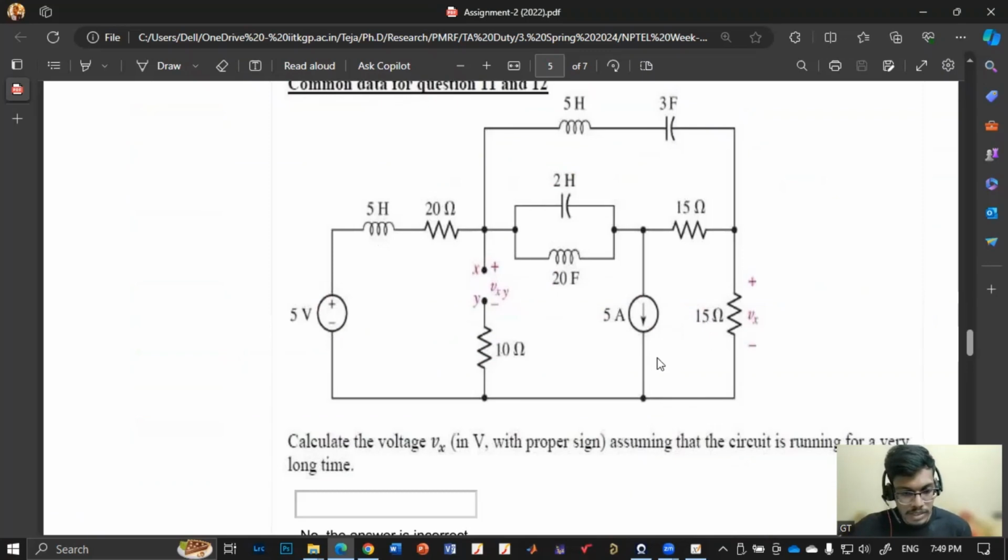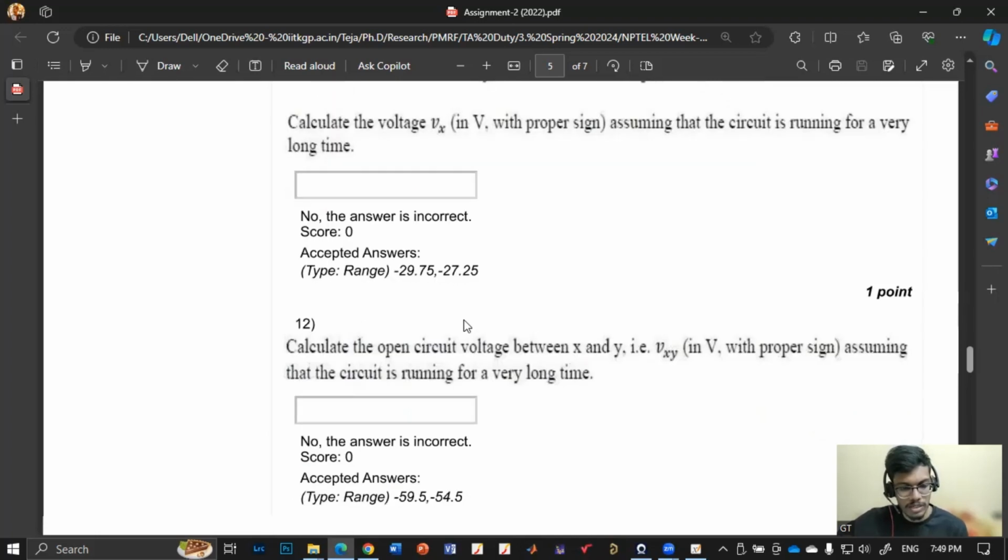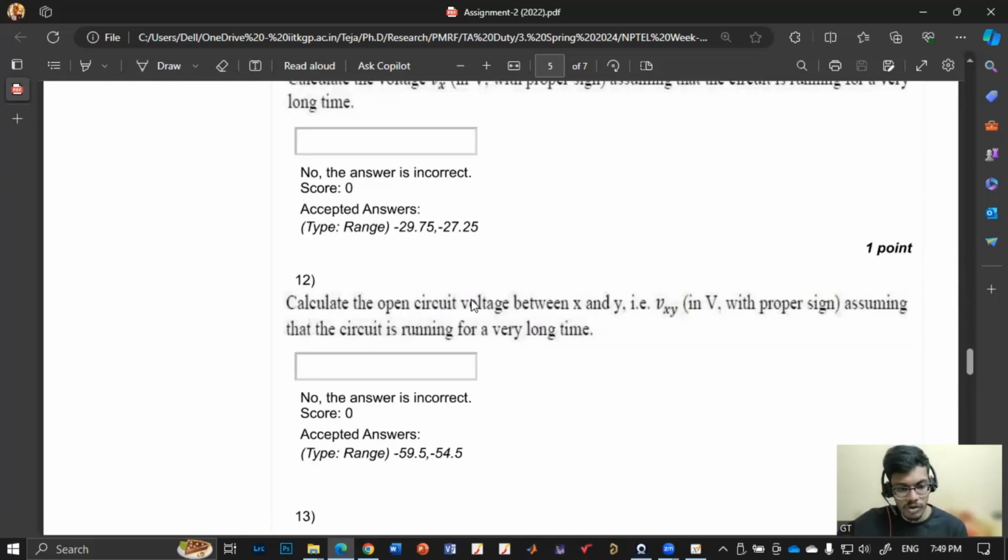So I'll go back and see. They're asking Vx with proper sign, so again, the minus sign should be there. So minus 28.5. As you got minus 28.5, you can put minus 28.5, and it is single decimal. Or you can also put minus 28, both will be correct, but you can be accurate and put minus 28.5. If you put 28.5, you will not get any marks. So kindly be careful with that.